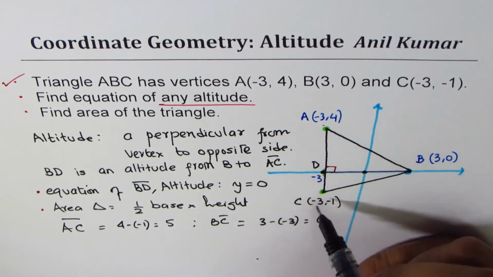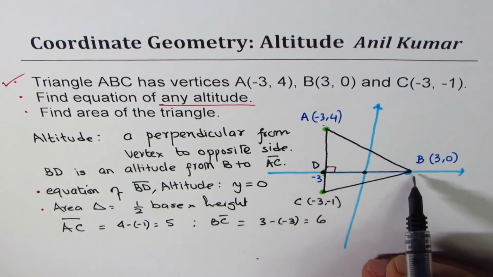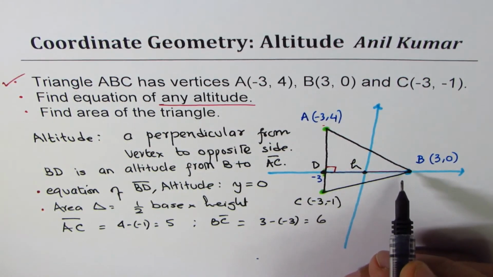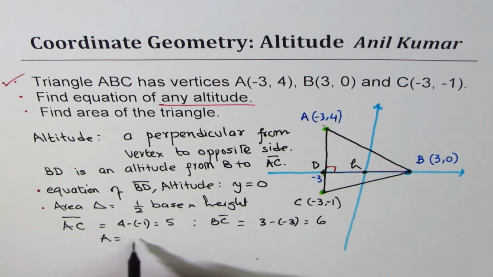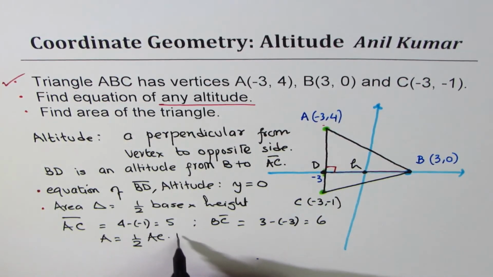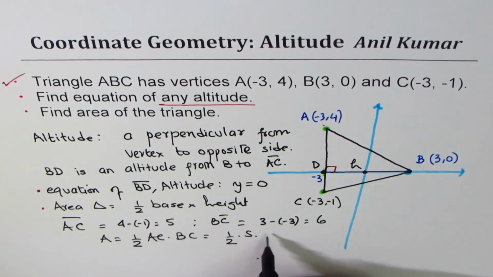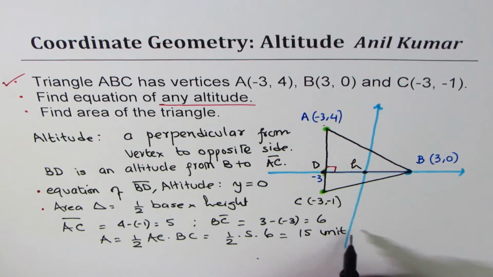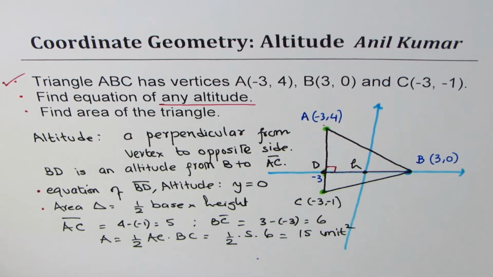So AC is the base, BD is the altitude or the height of the triangle. That becomes the height. Is that okay? So the area A is half AC times BD, which is half of 5 times 6, right? Which is 15 unit square. It's kind of important to write unit square if no units are given to us. So this was a very simple example.